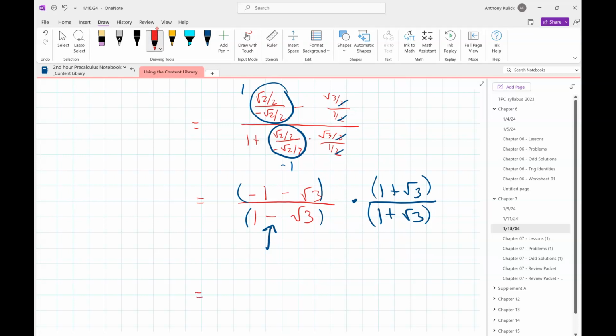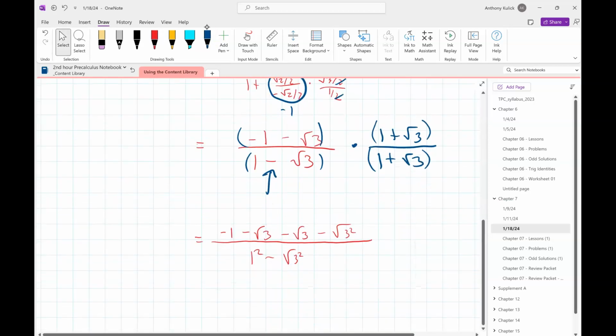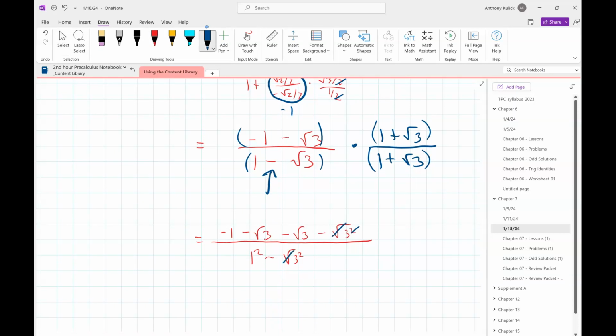So now we're going to FOIL out the numerator. So I get negative 1 times 1, negative 1 times root 3, negative root 3 times 1, and then negative root 3 times positive root 3. And then the denominator is just that difference of two squares thing. So that can just multiply out to that. You could FOIL it too if you wanted to, but it's not necessary if you use that shortcut. Squares cancel square roots.